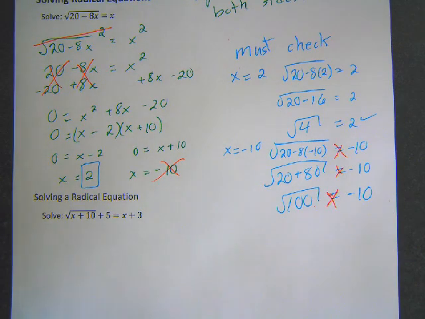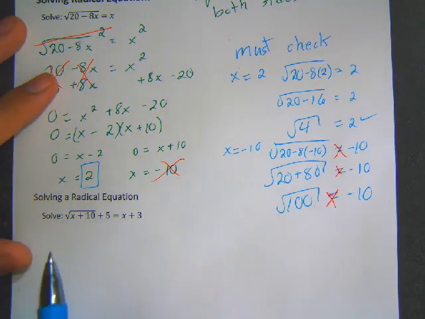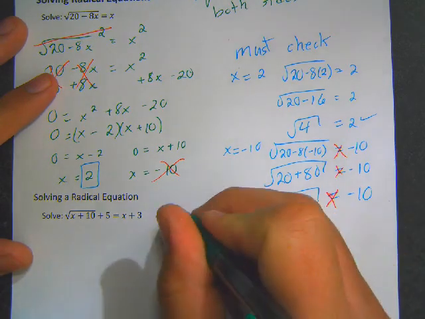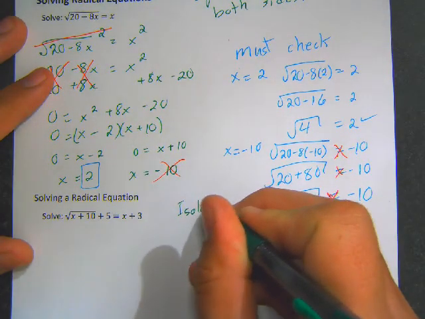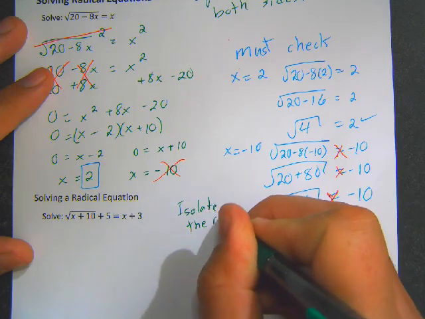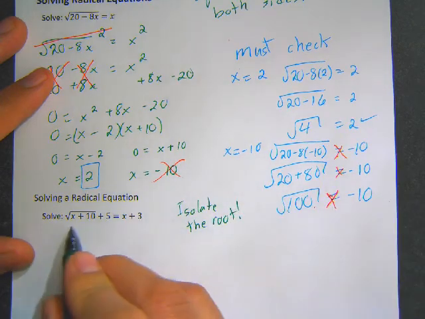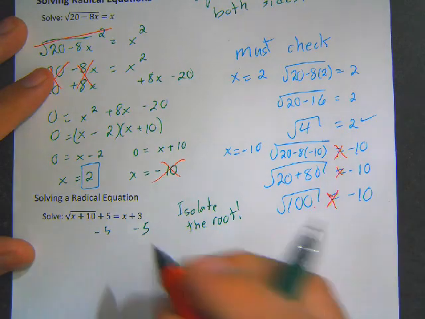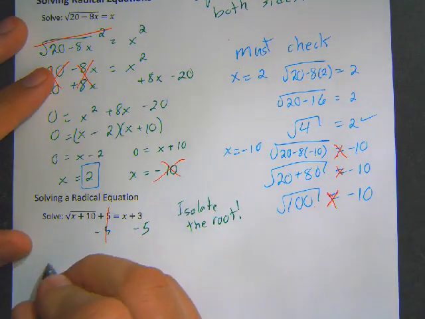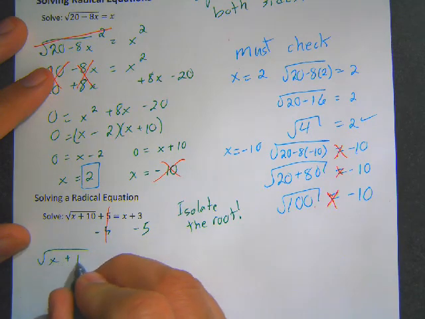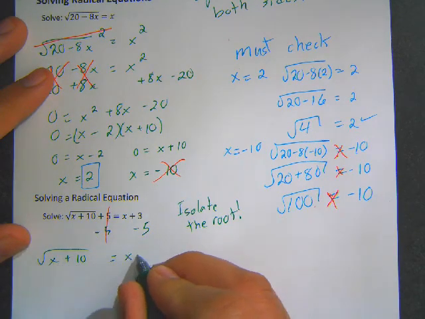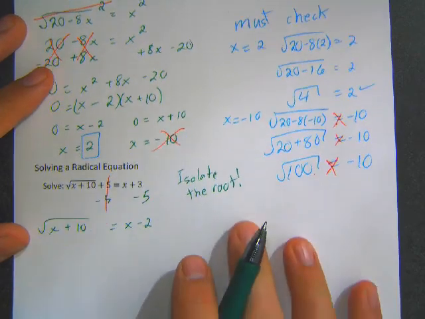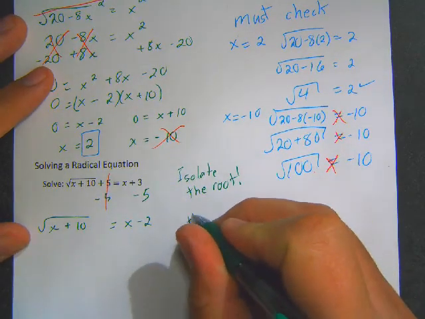So to make life easier, and really to make this problem possible, because if you don't do this, it really doesn't work, we actually need to get this root by itself first. The first thing we're going to do is isolate the root. You always want to get the root by itself first. So before I square both sides, I should subtract 5 across first to get rid of that 5. And so then I just have the root of x plus 10 on this side, and on this side I have x minus 2. Once you have the root by itself, then square both sides.